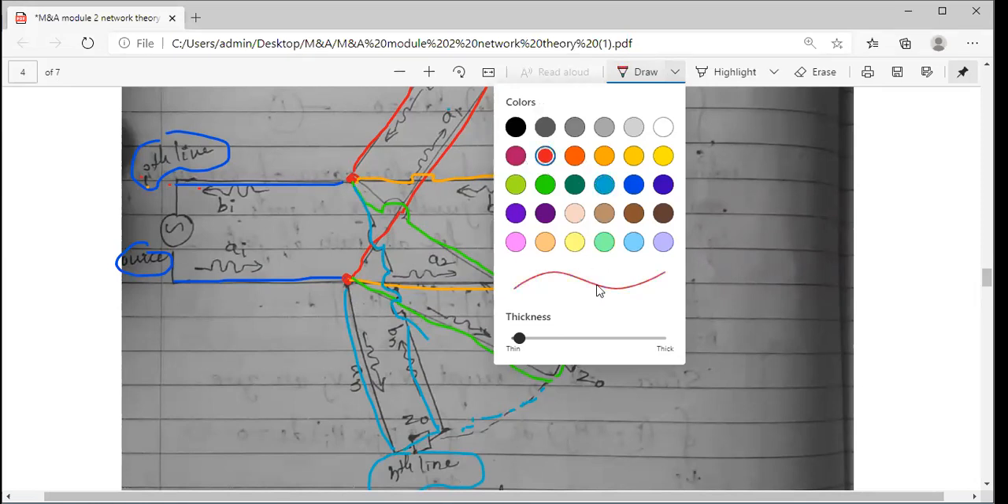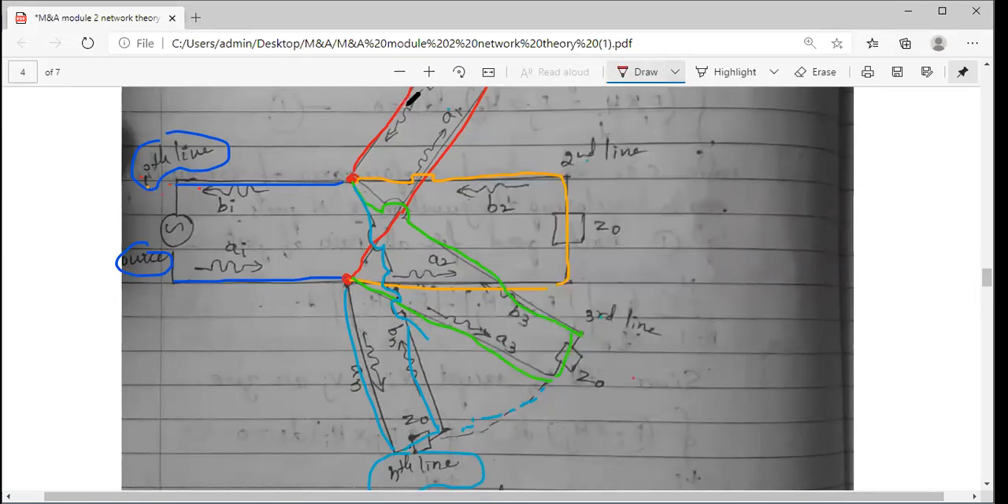So how many pairs are existing? You can see i and 1, first line. This is one pair, i and second, i and third, i and so on up to nth. So this is a multi-port network.